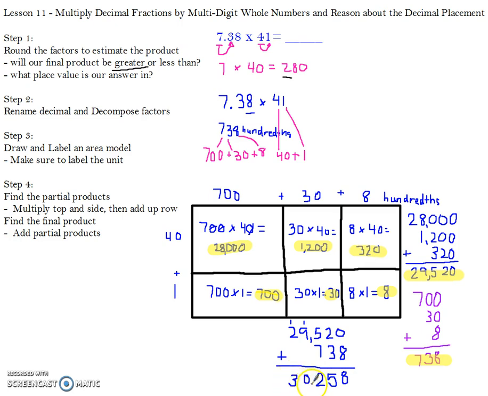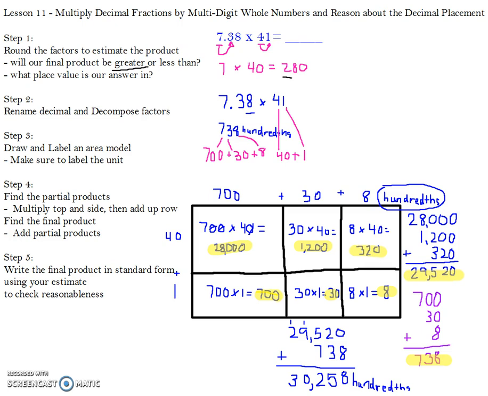Now you want to make sure that you remember that you were using hundredths, so your answer is also going to be in hundredths. Now step 5, you want to write the final product in standard form, and in this same step you're going to use your estimate from above up here, which was 280, to check the reasonableness of your answer.